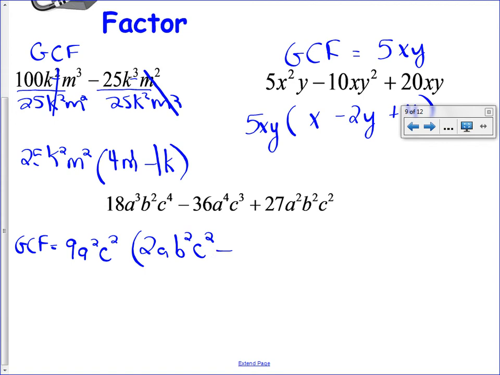I have minus. What will I write in next? Kaylee, can you help me out? What did you get? 4a squared c. That's perfect. Ben, can you help me out next? I'm going to factor out 9a squared c squared from my last term here. That's okay.